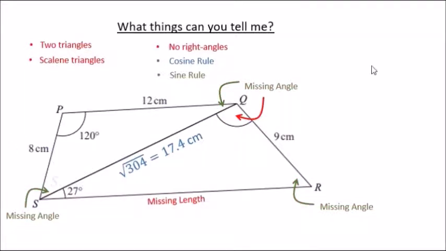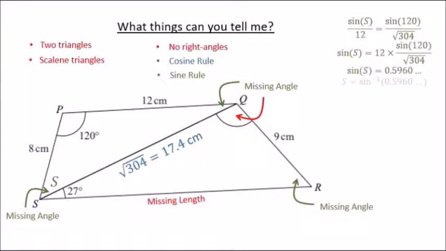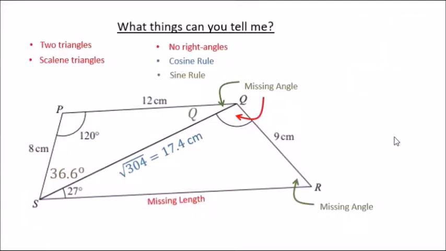Let's take a look at angle S. Angle S, if we use the sine rule, then we get this working out here. Take a look through it, make sure you understand it. But we get S is equal to 36.6 degrees following the sine rule properly. So we can calculate that angle because we have this length opposite this angle, and the length 12 is opposite the angle S. So angle S is 36.6 degrees.